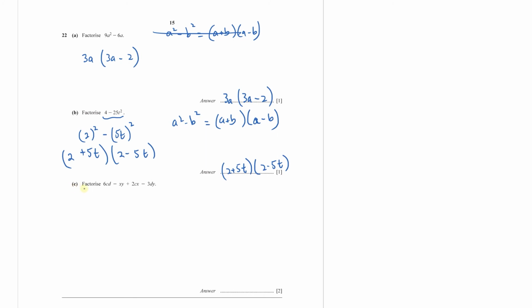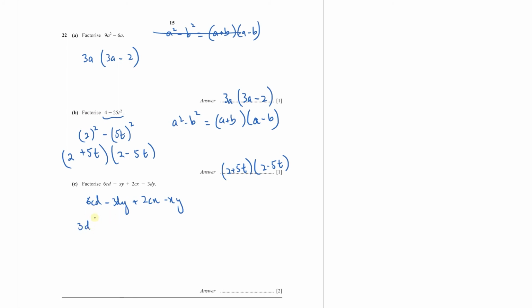Part C is factorize this expression here. So I can see that there's a 6 and there's a 3, so I can bring them together. So I can take 3 as the common value. So let's rearrange them. So this becomes 6cd minus 3dy plus 2cx minus xy. So now I can take 3d common from this first two values.